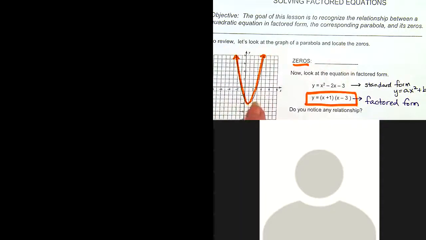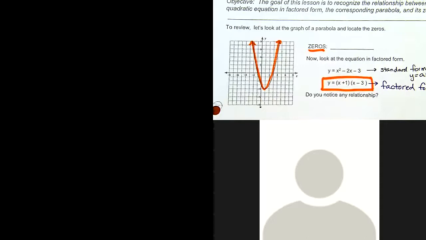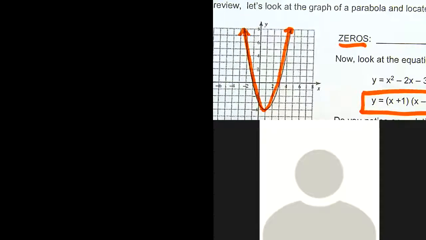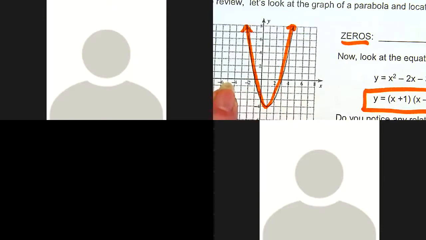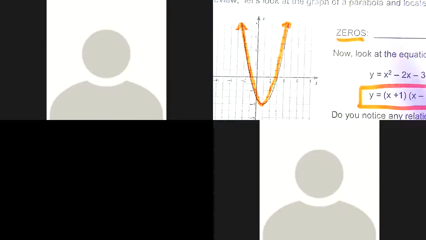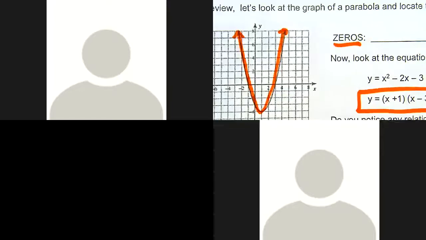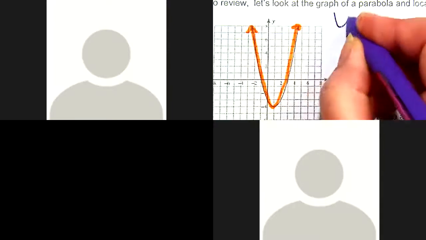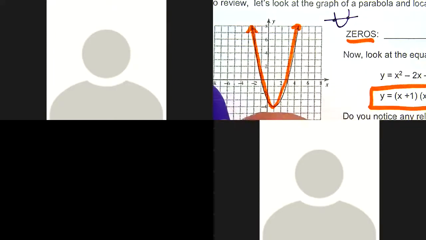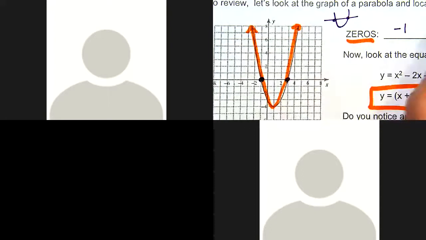So let's look at this graph and find where the zeros are. I'll make it bigger and see if we can find them. -4 is way over here, so it's not -4. We're always looking for the points that cross the x-axis. So I'm going to go to the x-axis. -1, yes, there it is. -1, and 3.